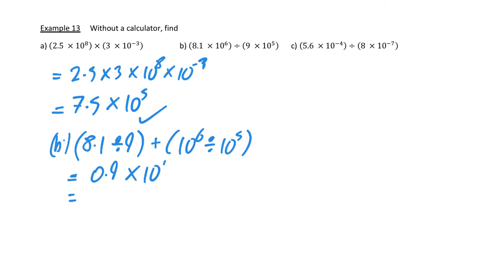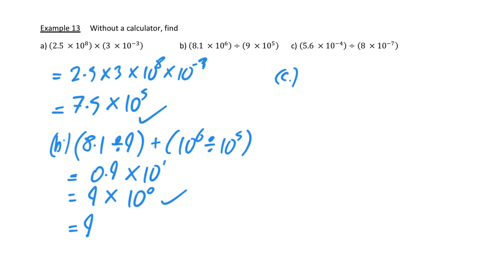It's not in standard form, so you've got to make that 0.9 10 times bigger, which means you've got to make this 10 times smaller. So it's just going to be 10 to the power of 0, which is 1. But your answer in standard form would also just be 9. Or your answer would just be 9 as well.